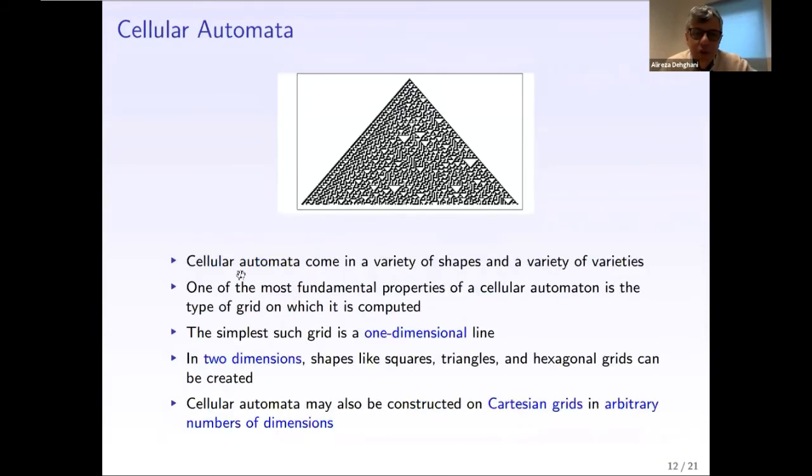Okay, so cellular automata come in a variety of shapes and varieties. One of the most fundamental properties of a cellular automaton is the type of grid on which it is computed. We can have only one dimension. It could be just one row of cells, which is a one-dimensional cellular automaton. In two dimensions, shapes like squares, triangles, and hexagon grids can be created. You can have any kind of grid. Cellular automata may also be constructed with Cartesian grids in an arbitrary number of dimensions.